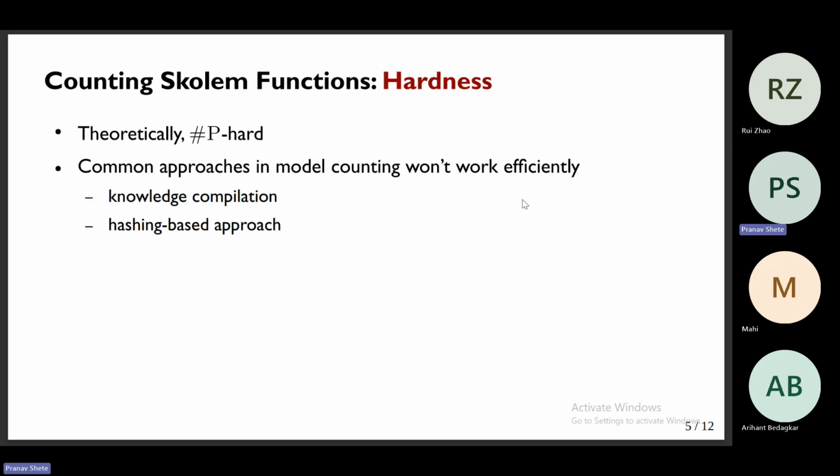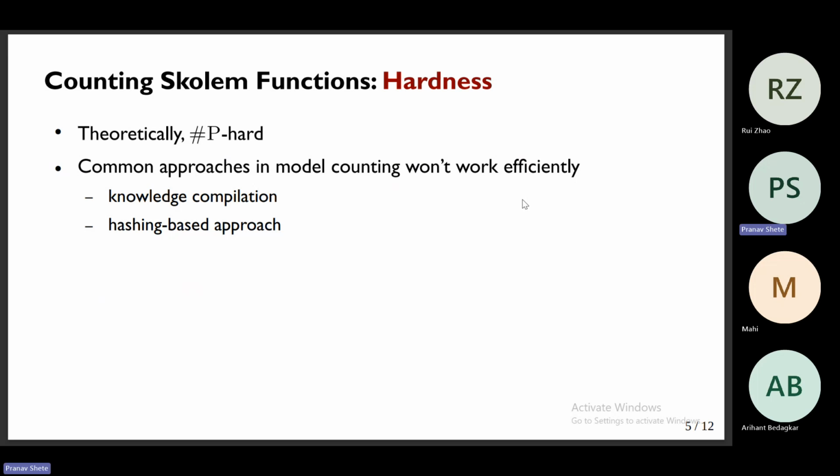So how hard is this problem? Theoretically, we do not know very good bounds on it, but at least it is sharply hard. So possibly there is not a very easy solution to this problem. And more importantly, the common approaches that we have for model counting might not work here.